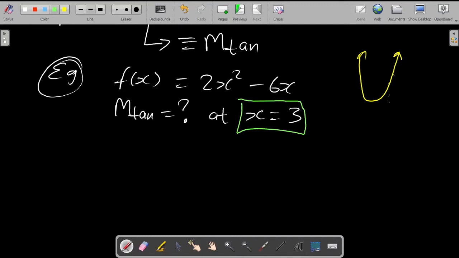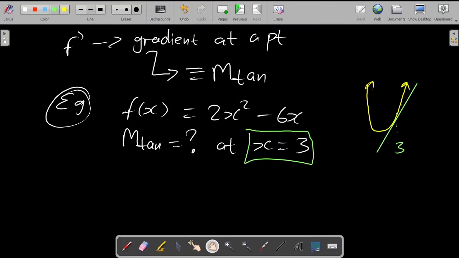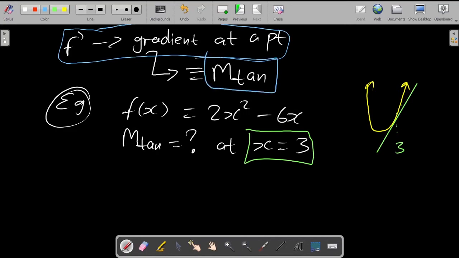So let's say x equals 3 somewhere there. Now expect our tangent to be something like that. So basically it touches something somewhere there, basically at x equals 3. And we're now asked to find the gradient. Now up here, I wrote that if you find the derivative of a function at a point where your tangent actually touches, then that means that the gradient at that point is the gradient of the tangent.